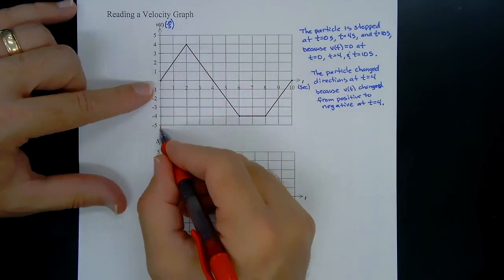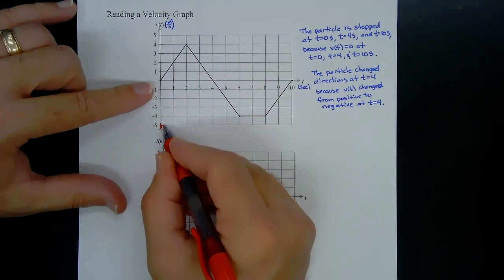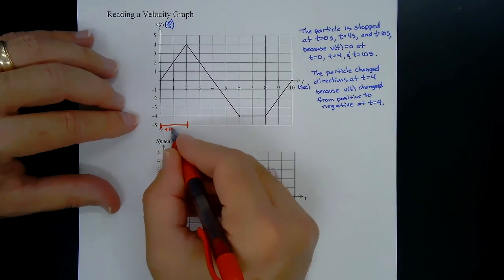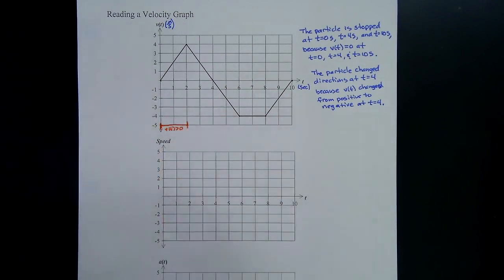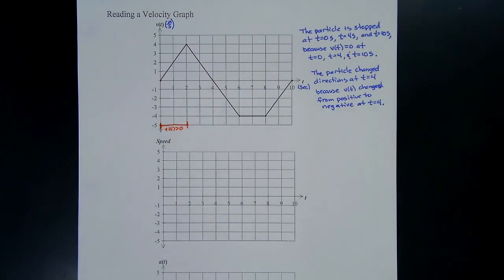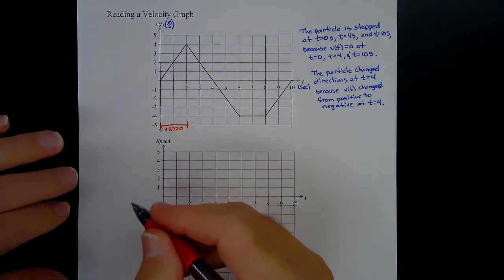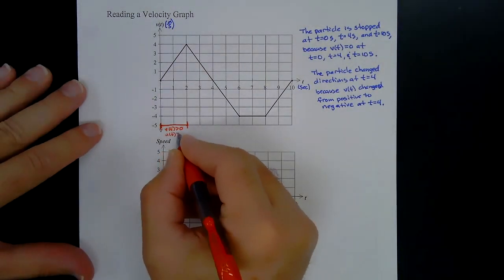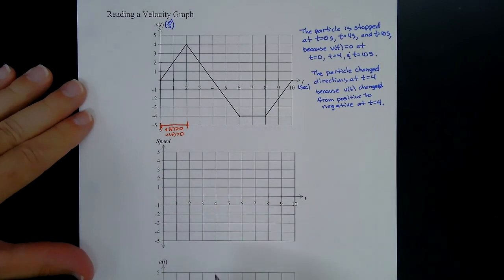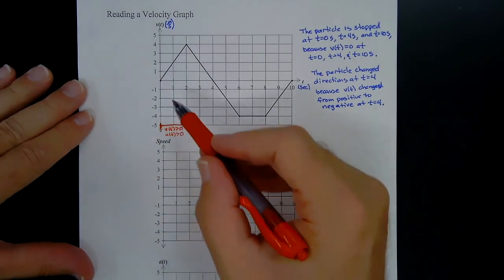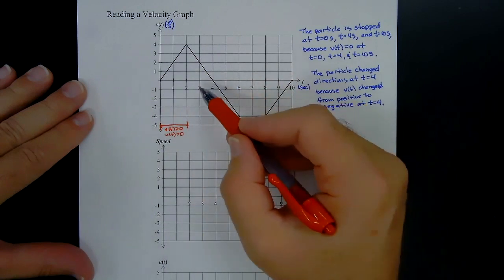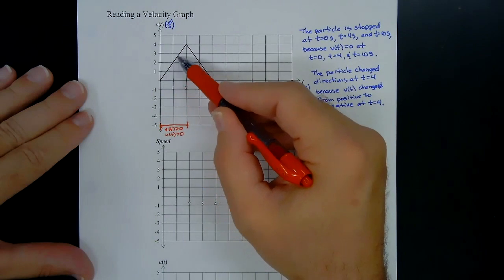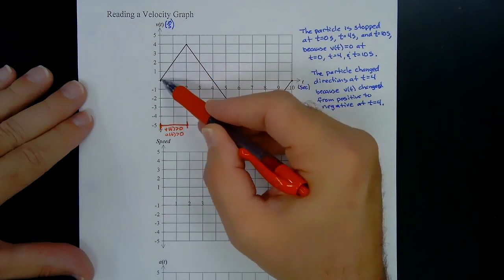So from right here to right here, I know v of t is greater than 0. I'm going to get a smaller pen. And I also know a of t is greater than 0. Again, why is velocity greater than 0? Because it's above the horizontal axis. Why is acceleration positive? Because this line segment is going up and the slope is positive.